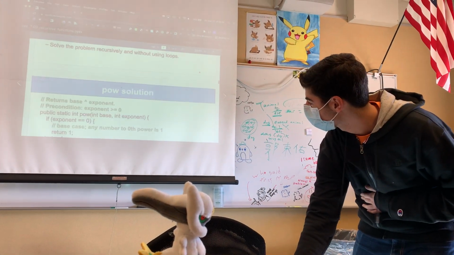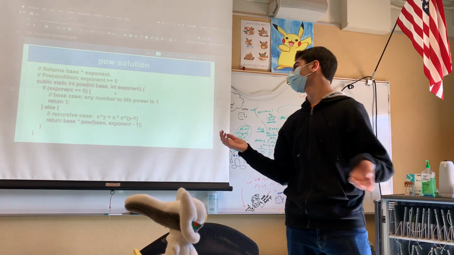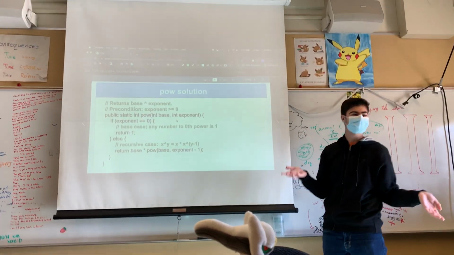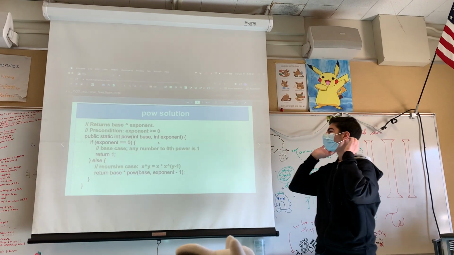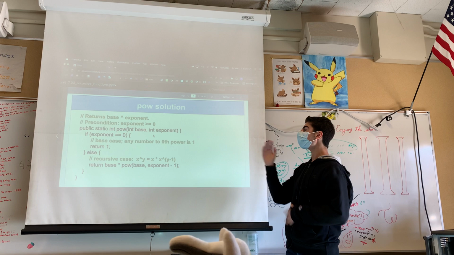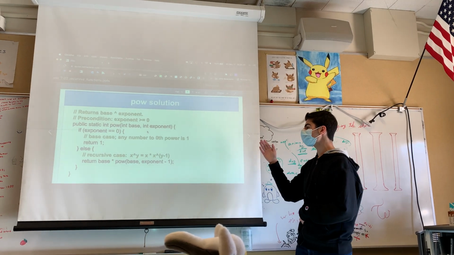All right. So here's the solution. We're not going to sit here all day while you think. All right. So it returns the base to the power of the exponent. The precondition is the exponent has to be greater than or equal to 0.